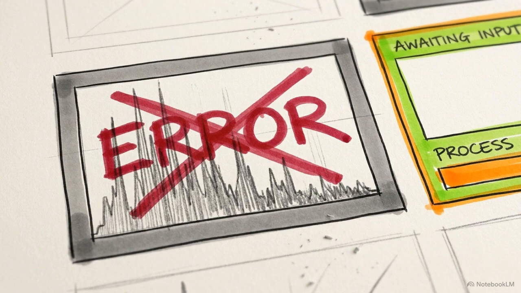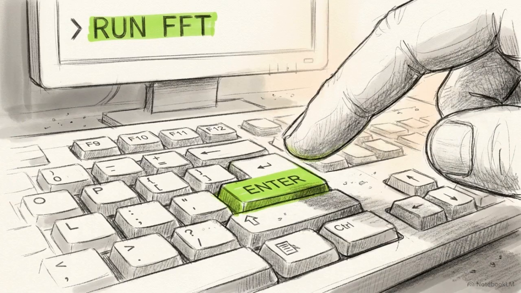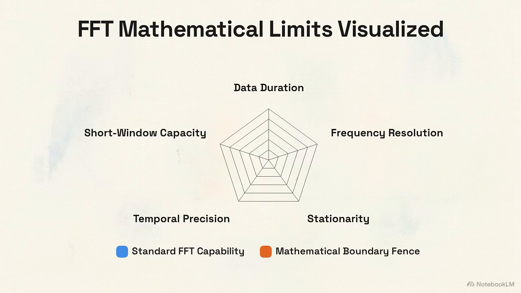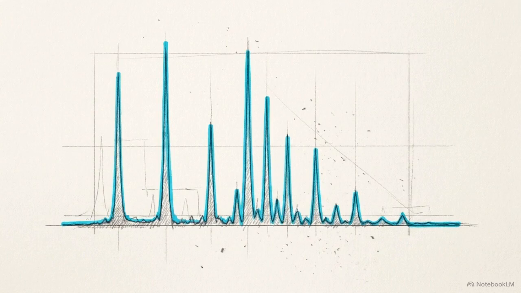Overcoming these failures requires moving past the standard transform. We have to shift our logic toward time-frequency analysis and parametric autoregressive modeling. Mastery of this field isn't about running the default code. It's about recognizing the exact mathematical boundaries of the FFT and knowing which algorithmic engine to use when you hit them. The first blind spot is temporal.